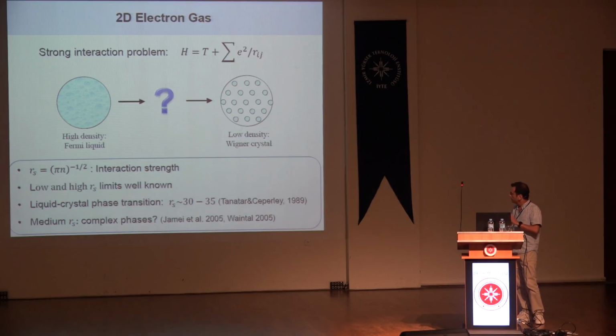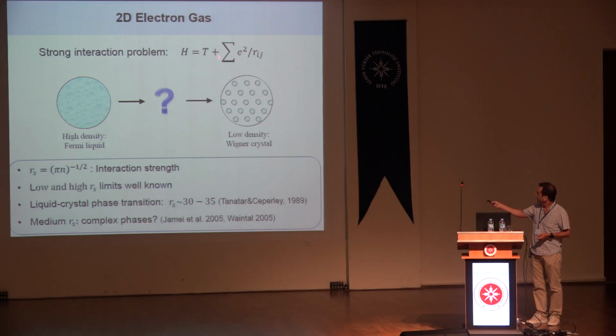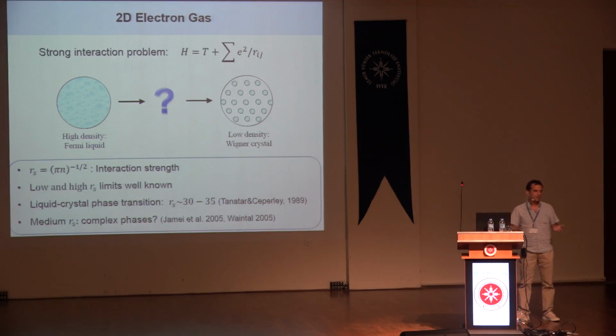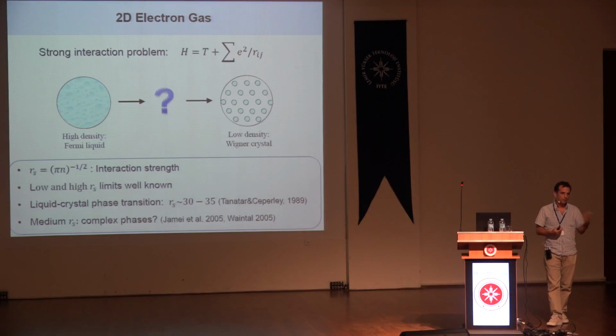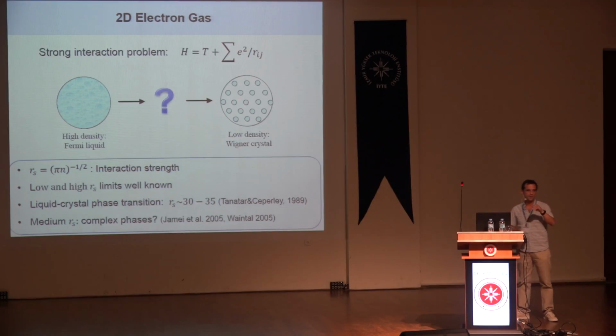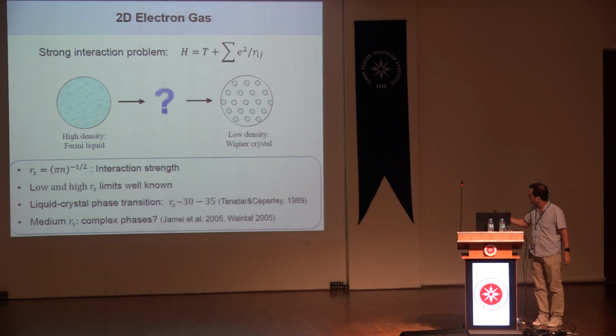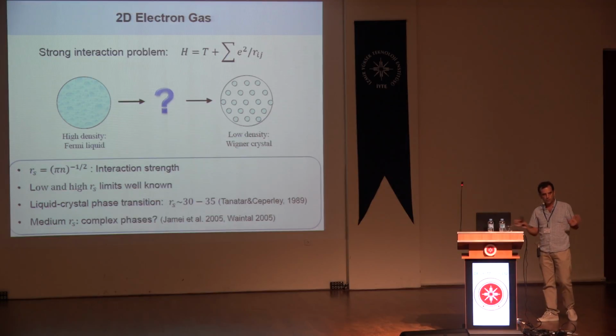And it is well known that if the density of the electrons is very high, the kinetic energy overcomes the Coulomb energy, and the system is weakly interacting, so it can be described as a Fermi liquid. On the other extreme limit, if the density is very low, the interaction term overcomes the kinetic term. The kinetic term can be neglected, and then the system behaves as a classical system. So the electrons become localized at their classical positions. So this is a Wigner crystal.